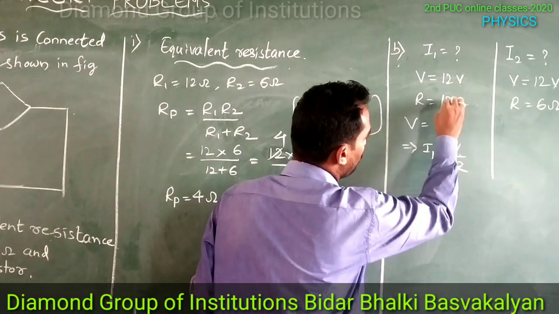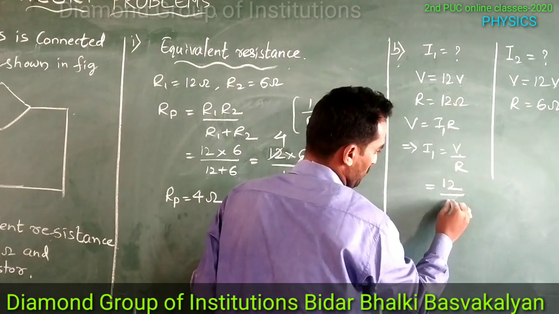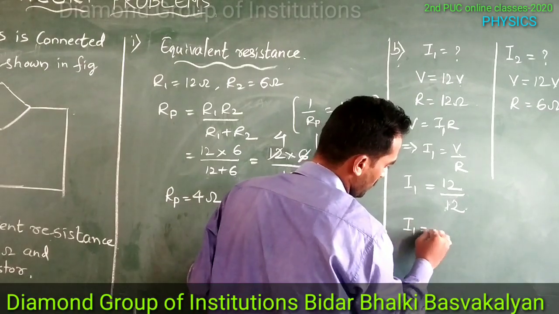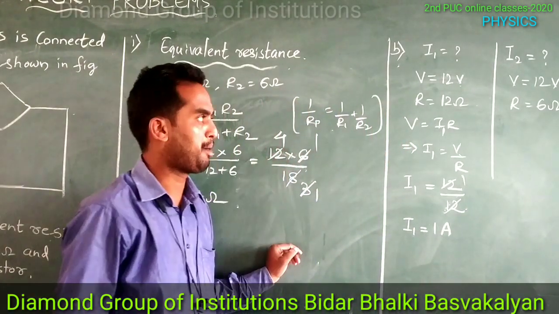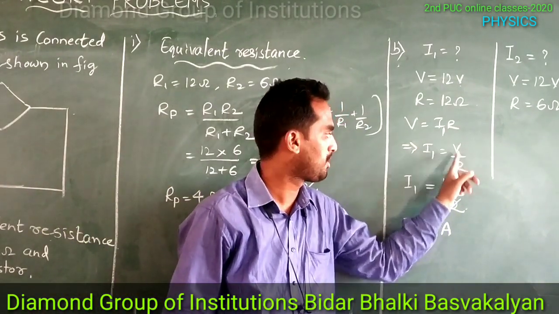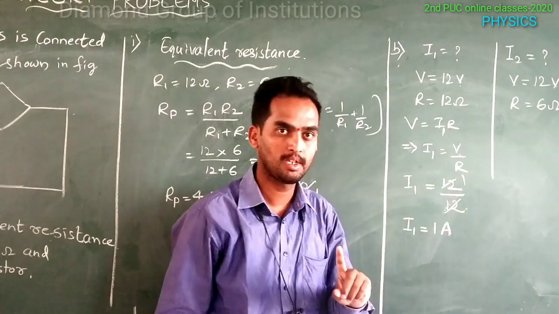So what is the value of V? 12 divided by what is the value of resistance? 12. That means what is the value of the current? We got it as 1 ampere. See here, V equal to I into R, I1 becomes V by R. So I1 equal to 12 by 12. 12 by 12 becomes 1.